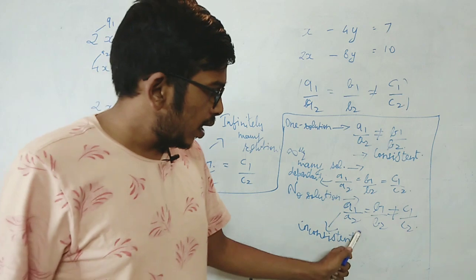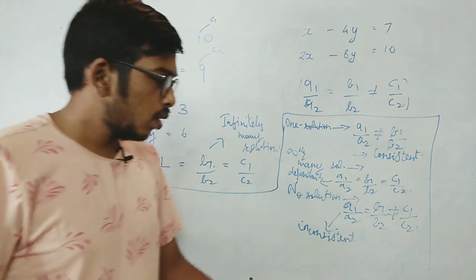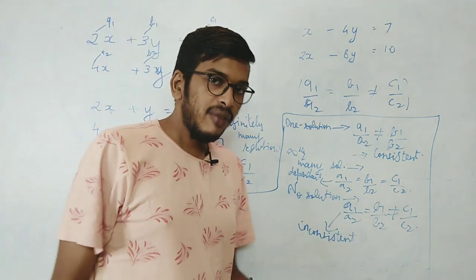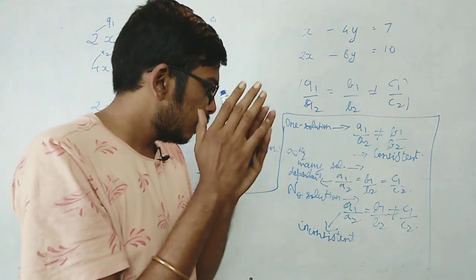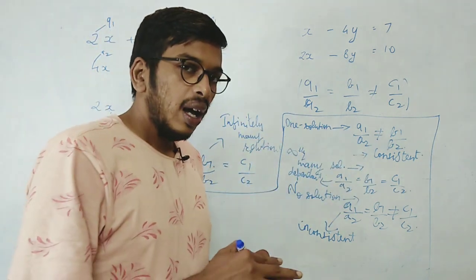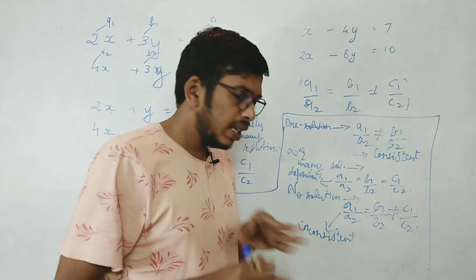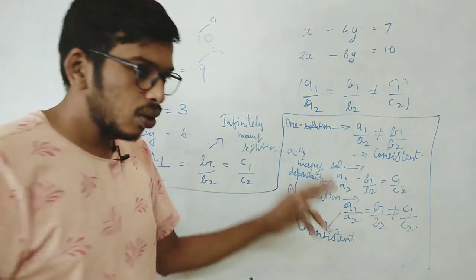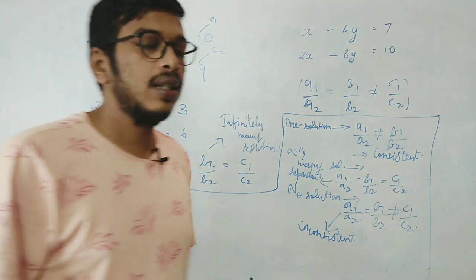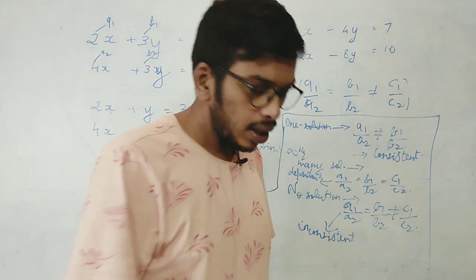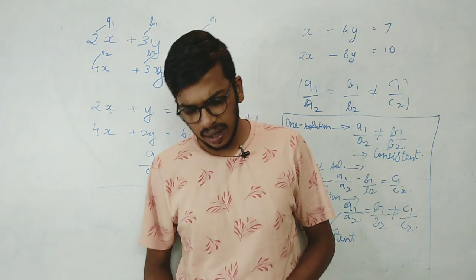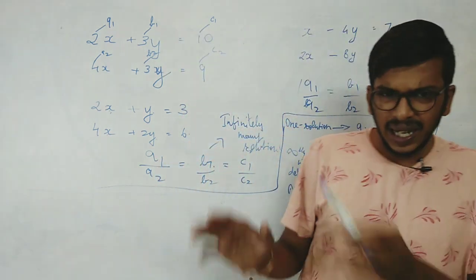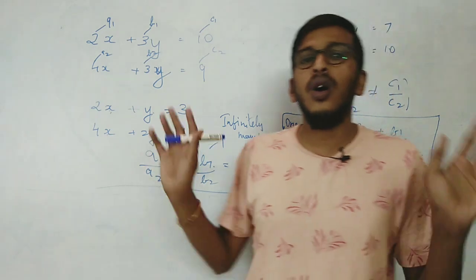Now, when A1 by A2 is equal to B1 by B2 but not equal to C1 by C2, in this case we'll be getting parallel lines, and these parallel lines won't intersect anywhere, which means that there is no solution, right? Since there is no solution, these are called inconsistent pairs of linear equations in two variables. Understood? So this is very important, or rather critical, in looking at a particular pair of linear equations and saying how they are going to be.